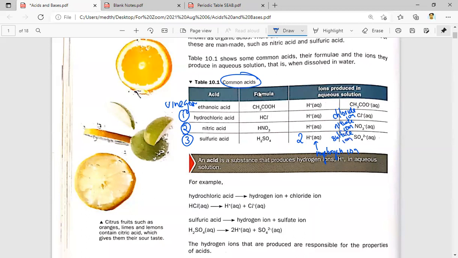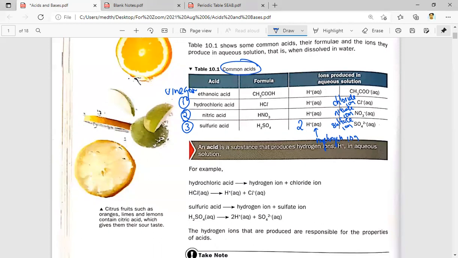Why do I go through these names? Later on you'll see me going through them a little bit more in detail because salts require us to have these names. So we will further elaborate on this later on. So take note, HCl is hydrochloric acid, HNO3 is nitric acid, H2SO4 is sulfuric acid. These are the formulas you need to remember.